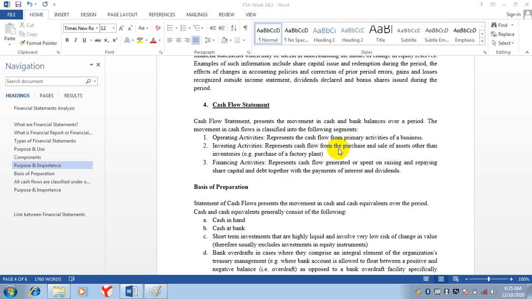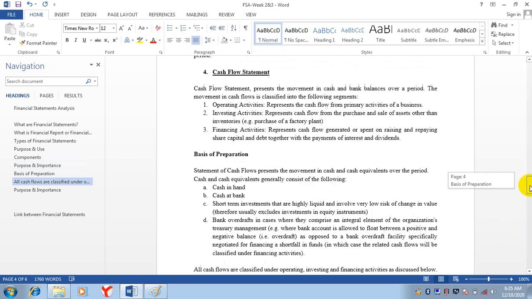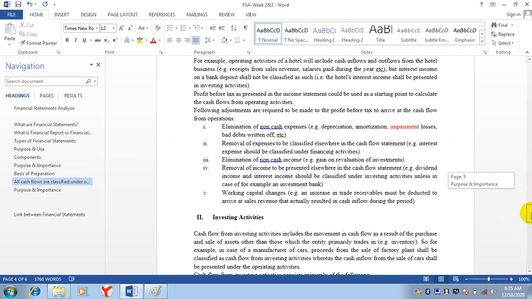So inshallah, in the next class, we will discuss this cash flow statement in detail, which things are coming in this cash flow statement. Then we will talk about this in detail.